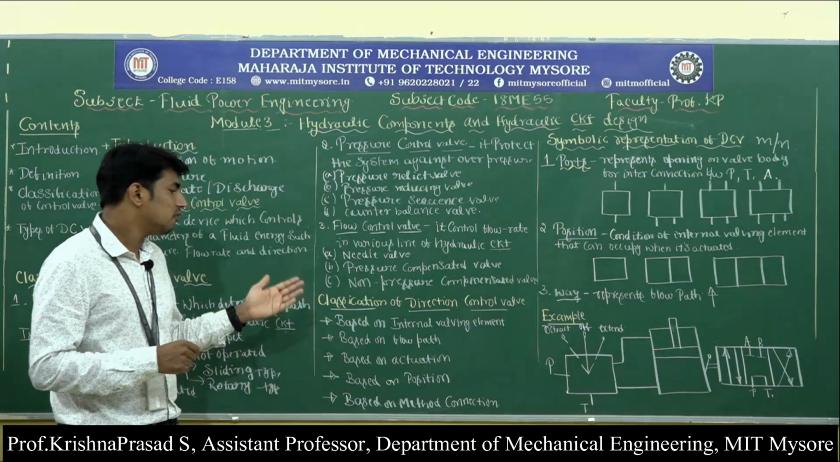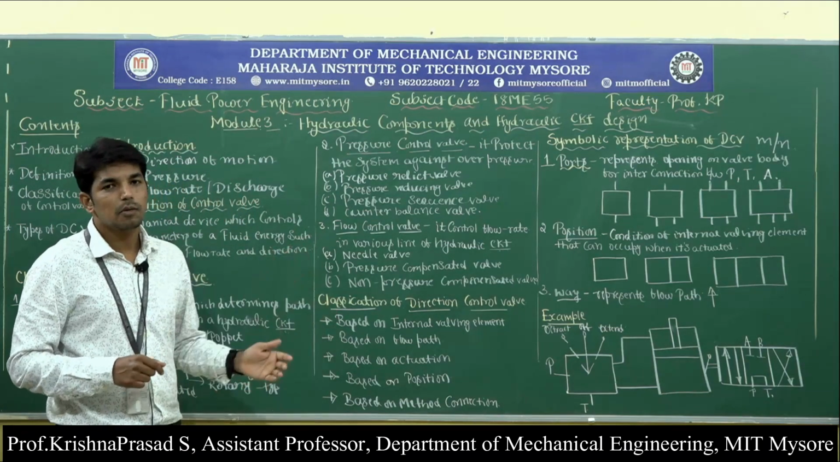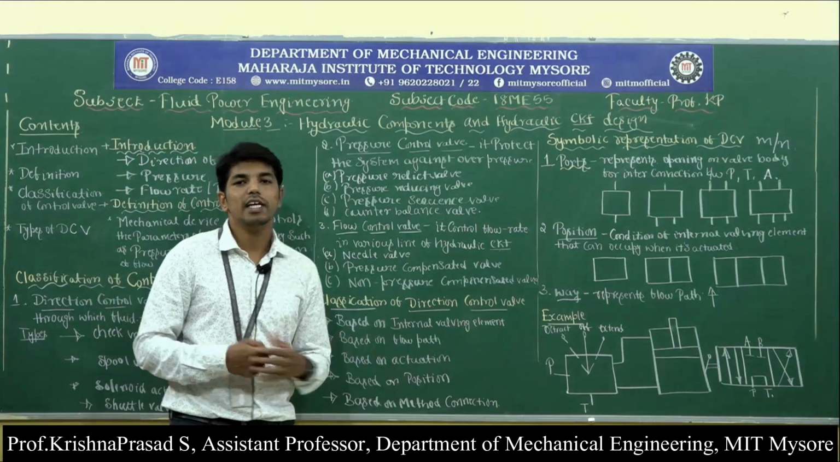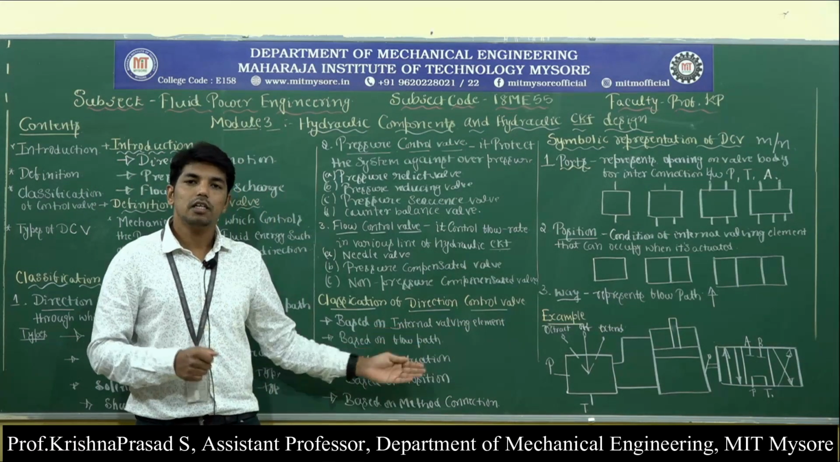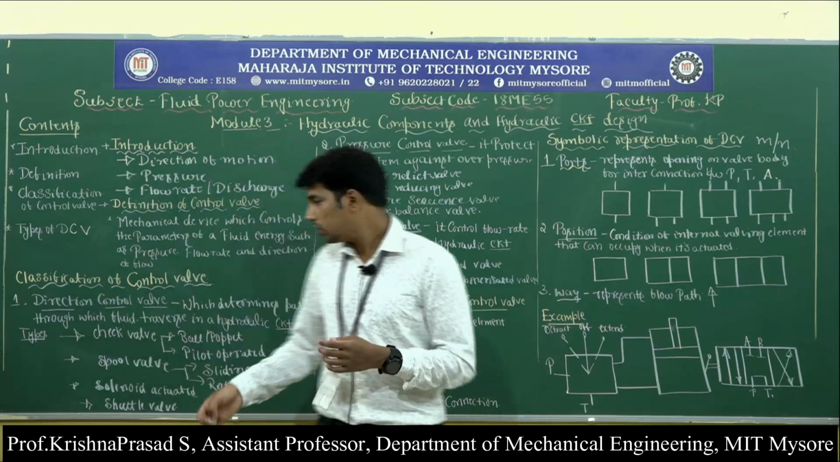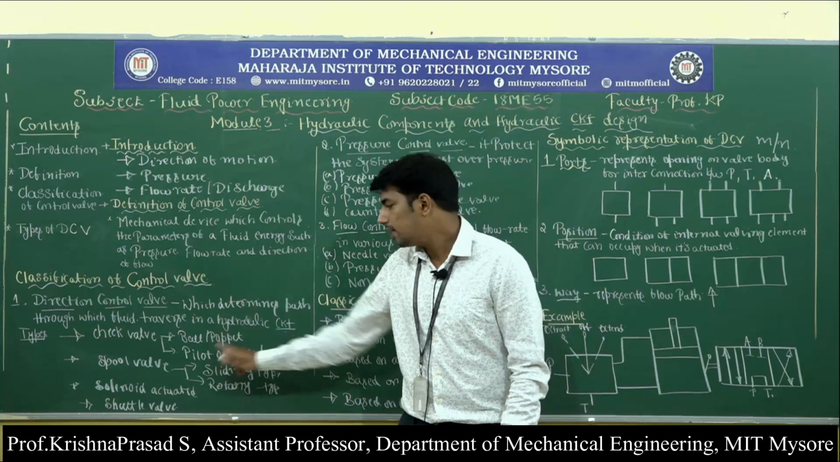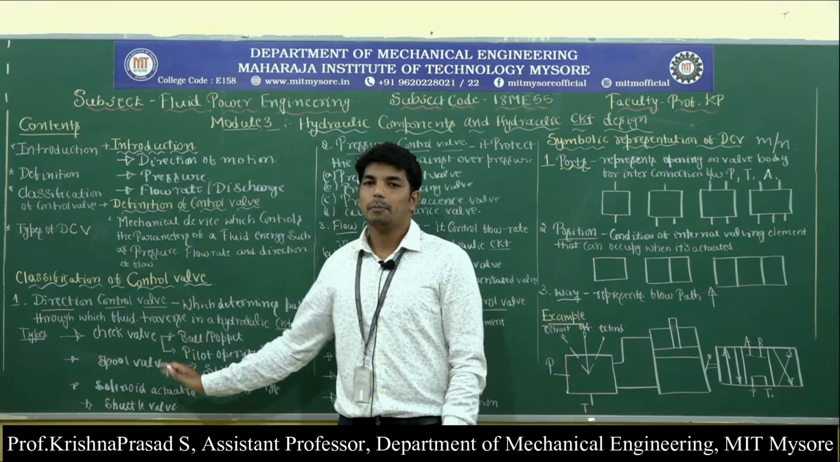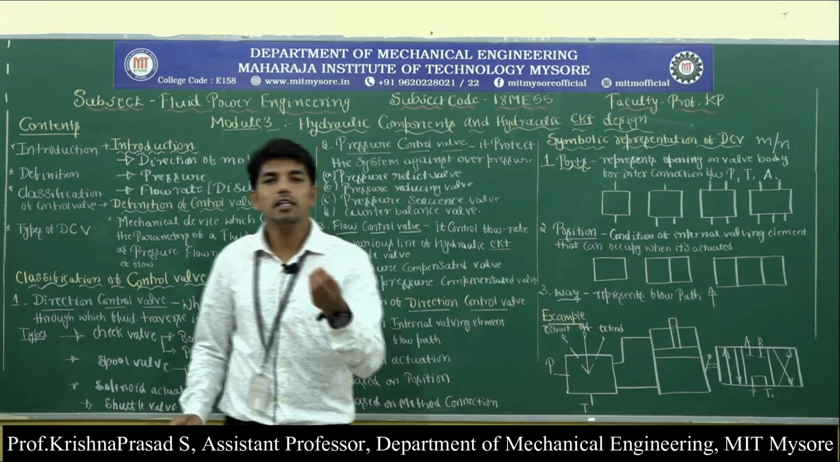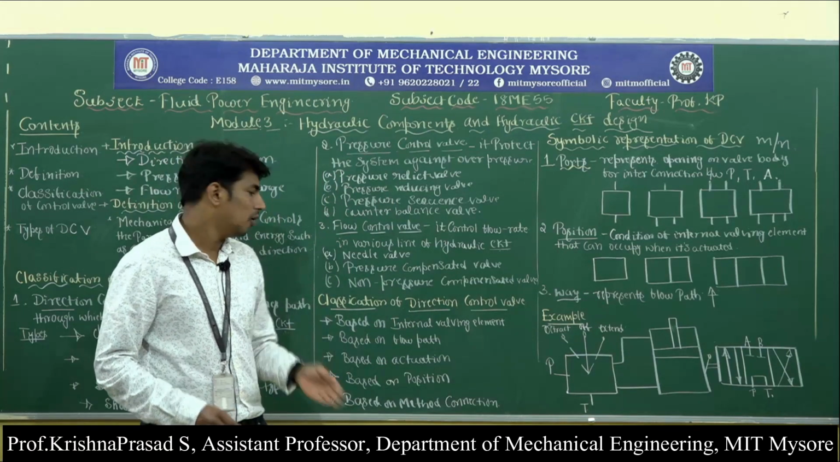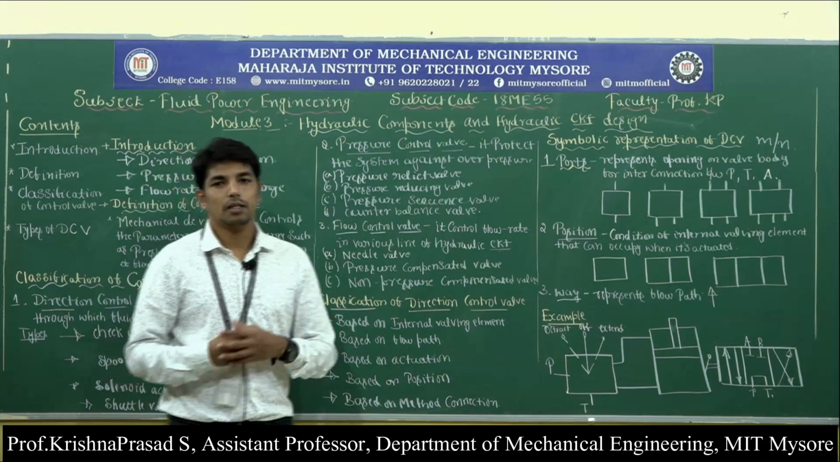The classification of direction control valve depends upon 5 parameters. The first one is based on the internal valving element. In a direction control valve, the internal valving element may be a ball or poppet type, pilot operated type, or the spool type. These are the internal valving elements we use in a direction control valve. Next one, based on the flow path.